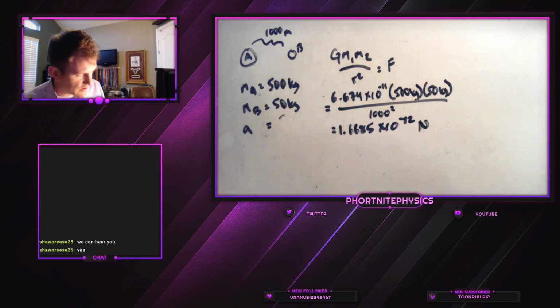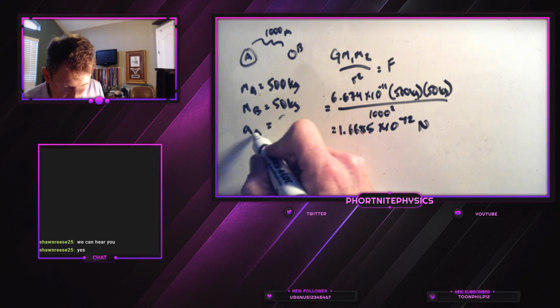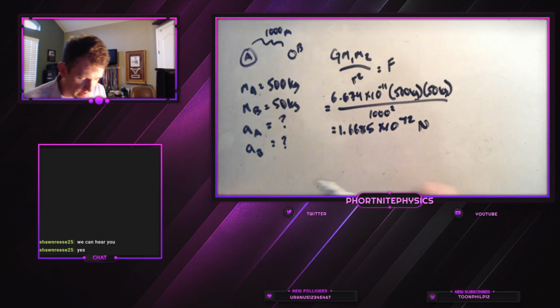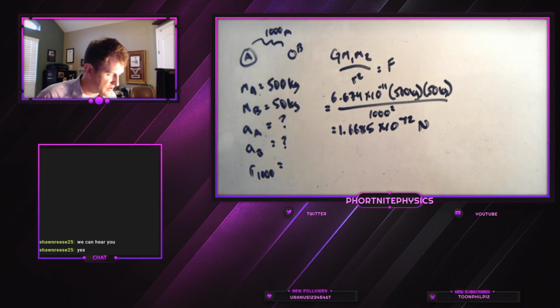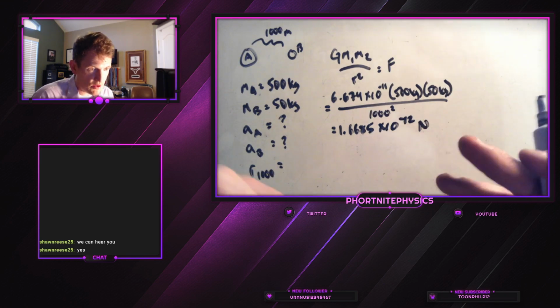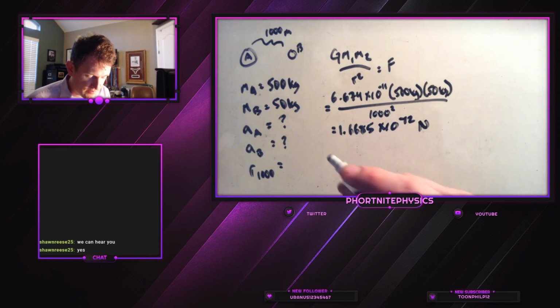Let's change this one a little bit. So, A of A and A of B, because those will be different. And then t of, let's say, 1,000 seconds. Change that just a little bit. So that's how much force is acting on either. It's pulling in both directions, so it's acting for both.